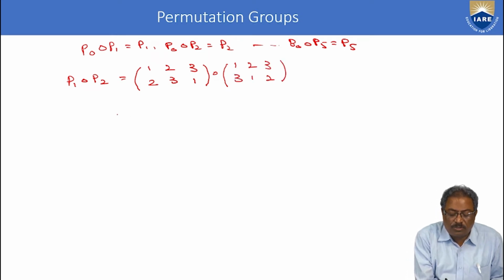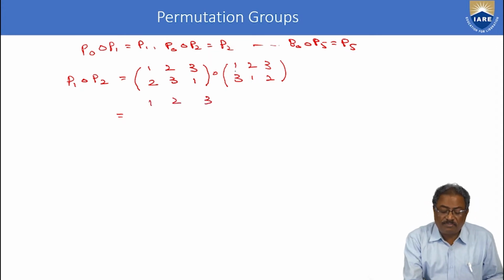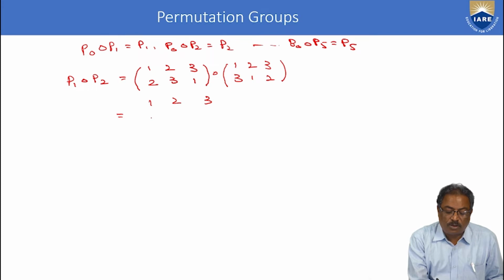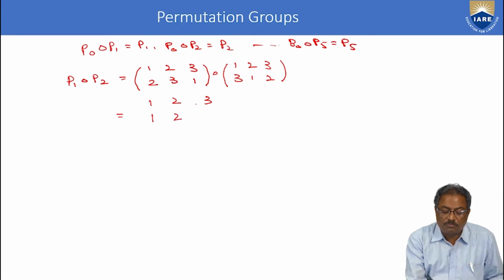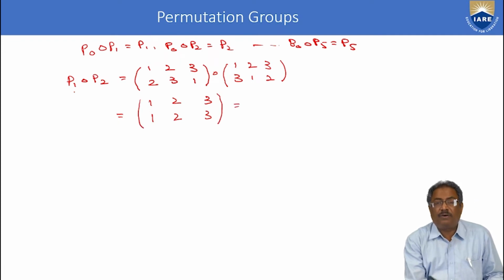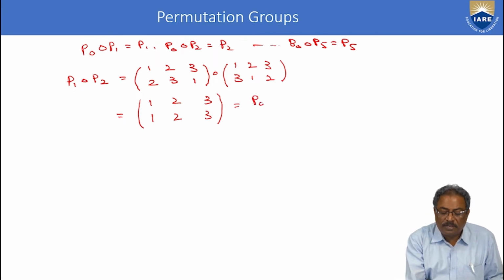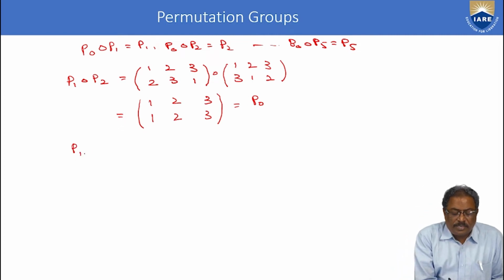While calculating the composition, 1, 2, 3 will be there. 1 is mapped to 3, 3 is mapped to 1, so 1 goes to 1. 2 is mapped to 1, 1 is mapped to 2, and 3 is mapped to 2, 2 is mapped to 3. So P1 composition with P2 is nothing but the identity permutation, which is P0.